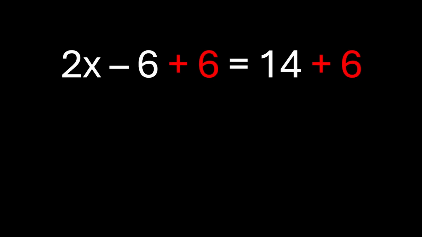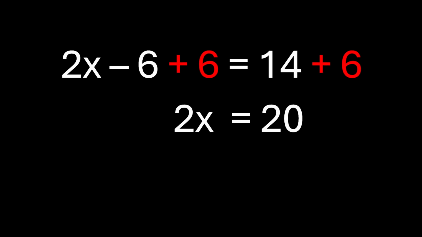So on the left side we get 2x minus 6 plus 6, and minus 6 plus 6 equals 0. And on the right side we get 14 plus 6. And we end up with 2x equals 20. So we need to multiply some unknown number by 2 to get 20. So by dividing by 2 on each side we get x equals 10.